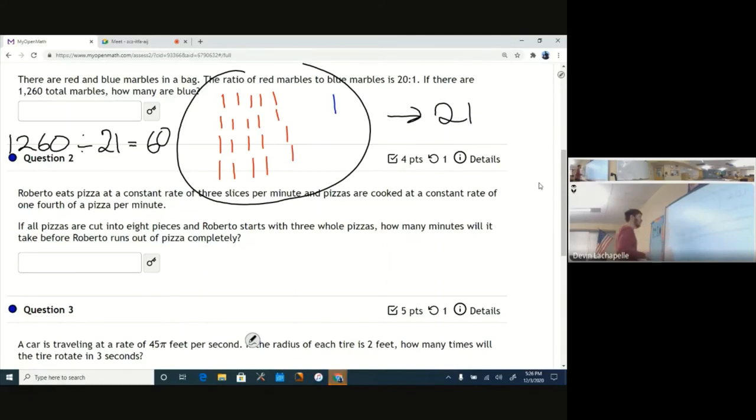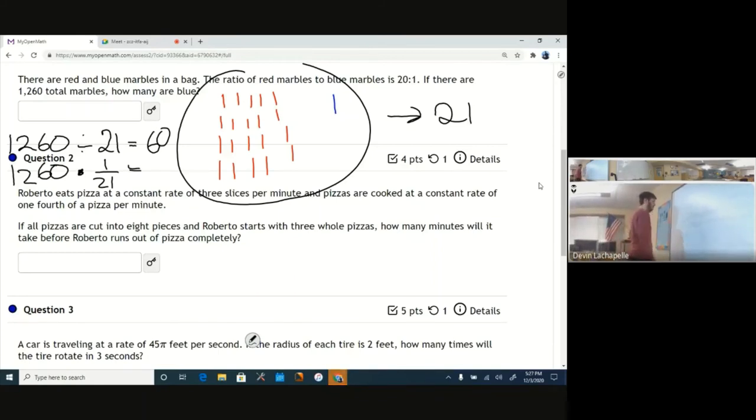60. I could also think about this as, okay, I have 1,260, 1 out of every 21 marbles is blue, multiply by 1 over 21, dividing by 21 and multiplying by 1 over 21, that's the same thing, and I'll get 60. So 60 marbles in that group would be blue.